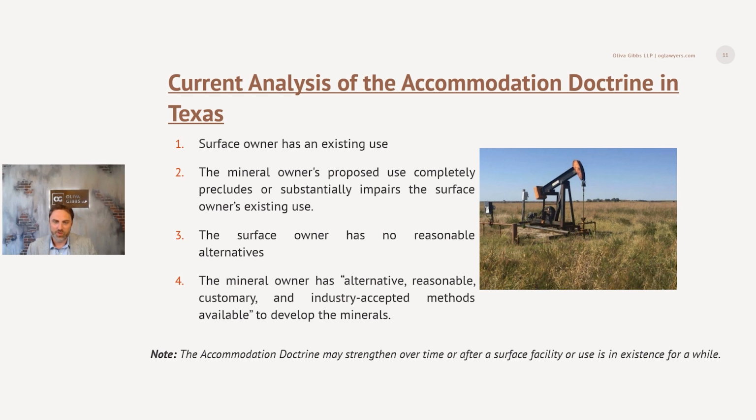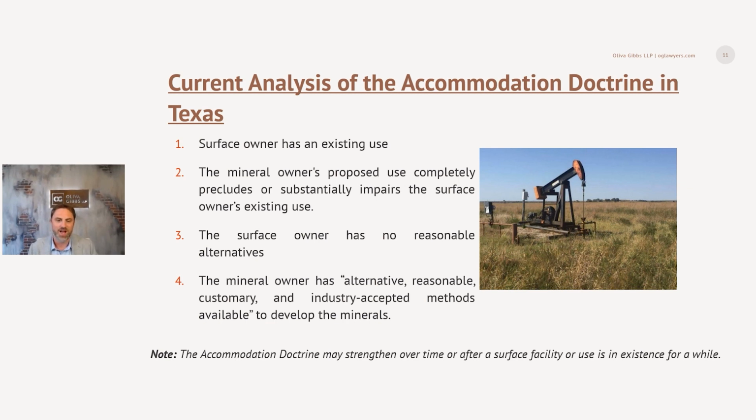So here's where the accommodation doctrine does currently stand in Texas. First of all, like I said, the surface owner has to have an existing use. They have to have been making this use of the surface for some reasonable amount of time. The exact amount of time has never been decided by any court, but they're going to look at, again, a reasonableness standard here. The mineral owner's proposed use has to completely preclude or substantially impair the surface owner's existing use.